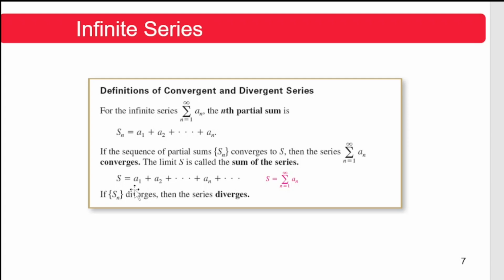So we can define S as the sum of the terms of an infinite series from a sub 1 to a sub 2 and so on up to infinity. The sum of the series denoted by S is simply the summation of a sub n, where n is from 1 to infinity. On the other hand, if the sequence of partial sums S sub n diverges, then we can say that the series diverges.